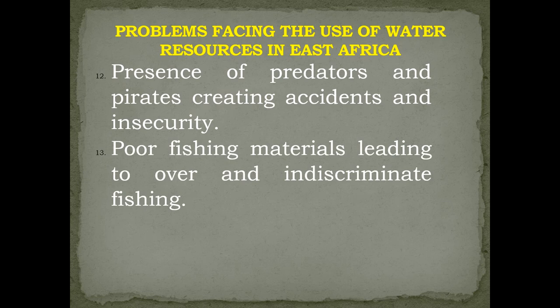Then poor fishing materials, leading to overfishing, and then indiscriminate fishing. Now, I've used poor, but I discourage you from using this word poor in geography. It is being phased out. So we could say underdeveloped fishing materials, or low levels of technology such as fishing materials, which may lead to overfishing, indiscriminate fishing.